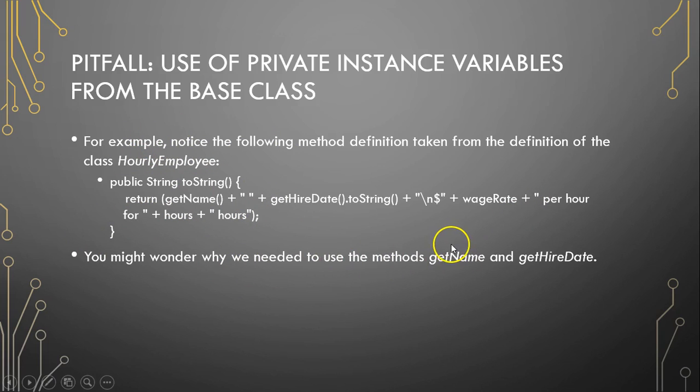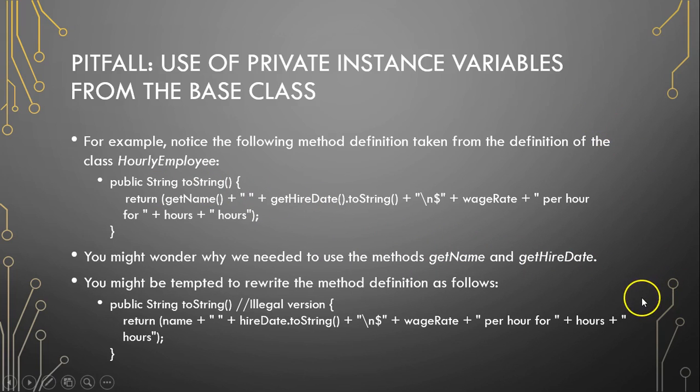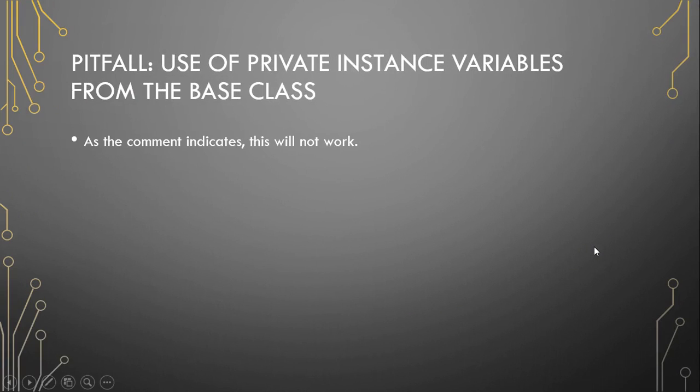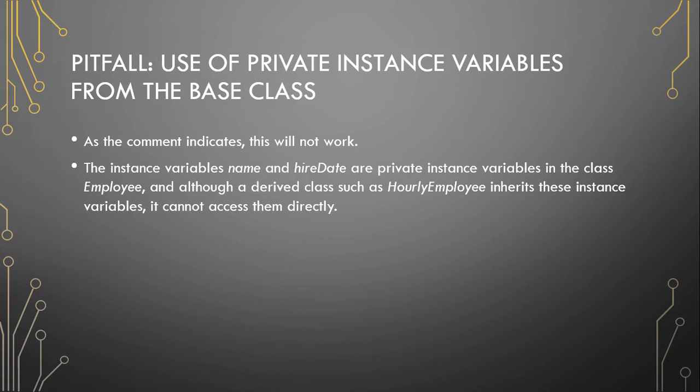So if you wonder why we need the methods getName and getHireDate, you might be tempted to rewrite it as follows: name + hireDate.toString() + wageRate + hours. Pretty much omitting the getName and getHireDate. However, as the comment indicated in that previous line of code, this is not going to work. The instance variables name and hireDate are private instance variables in the class Employee, and although a derived class such as HourlyEmployee inherits those instance variables so it can use them, it cannot access them directly. So even though yes, you can use them, you can't access them in an instant way.